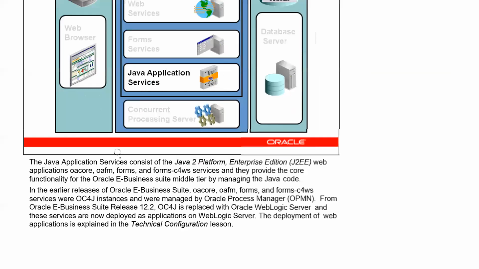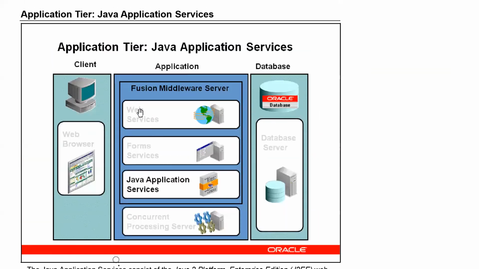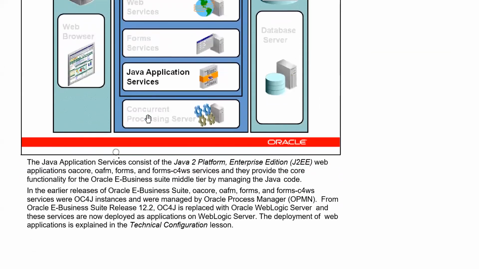Now we come to the Java application server. We have seen the web services and the form services. Now we come to the Java application servlets. The Java application server consists of Java 2 Platform Enterprise Edition, J2EE, web applications: OA Core, OAFM, Forms, and Forms C4WS services. So basically there are four applications, and they provide the core functionality for the Oracle E-Business Suite, managed by the Java code.